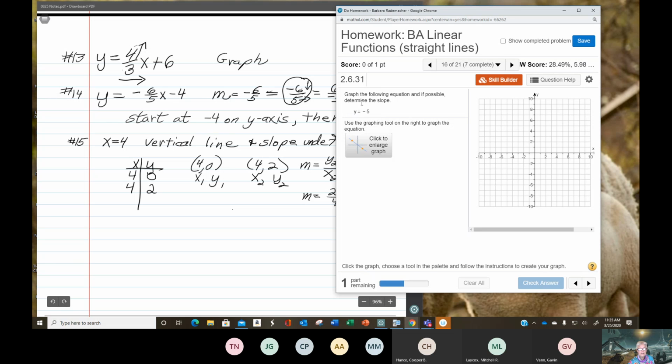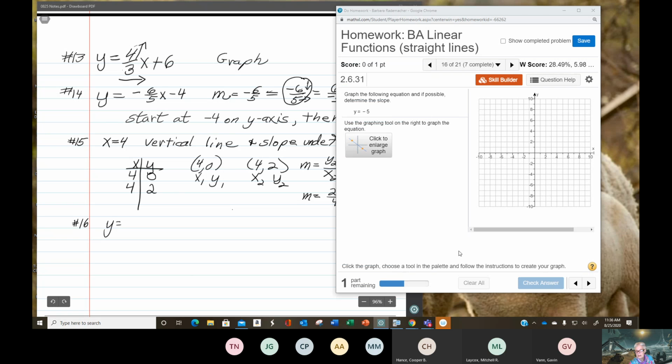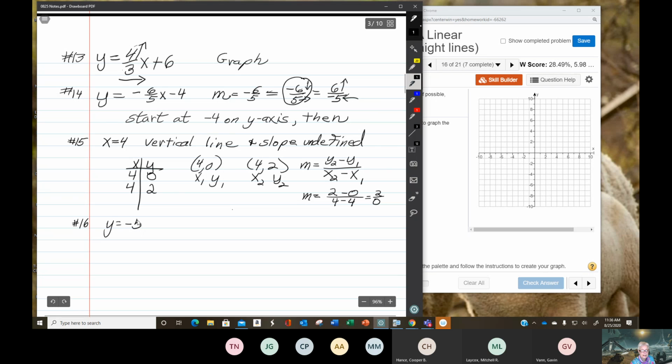Now, here's one of the other funny looking lines. It stands to reason that if x equals a number is a vertical line, then y equals a number is a horizontal line. It is. Number 16, y equals -5. I'm going to do the same kind of thing. I'm going to make an XY chart.